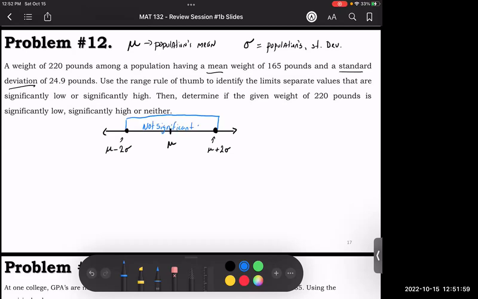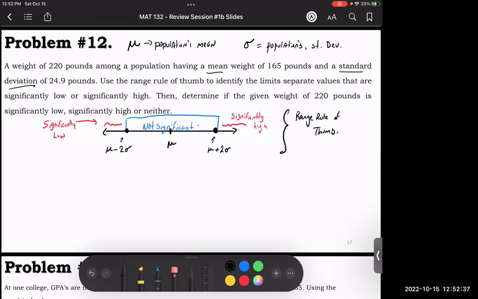Anything to the left of the mean minus 2 standard deviations, we call significantly low. So anything in this particular area is significantly low. And anything in this particular region is significantly high. This is essentially what you have for the range rule of thumb.